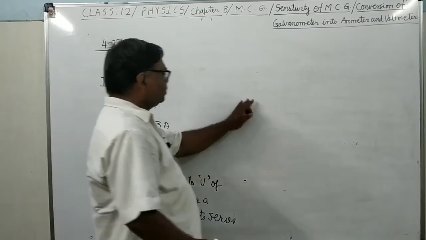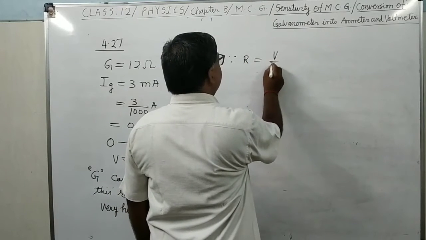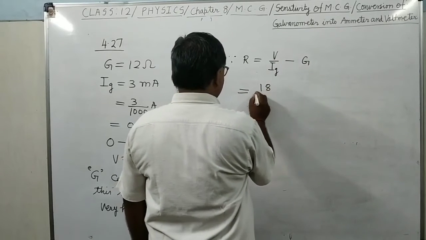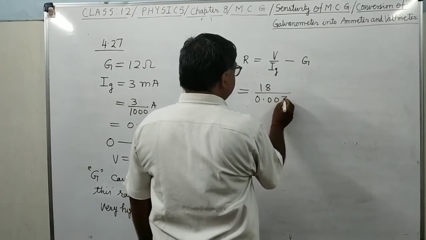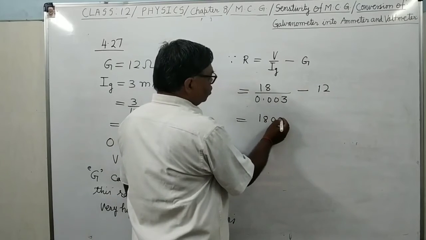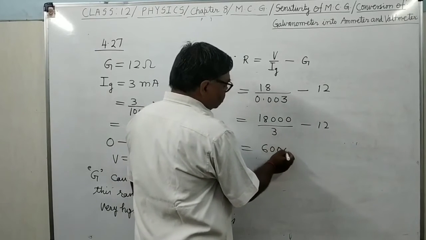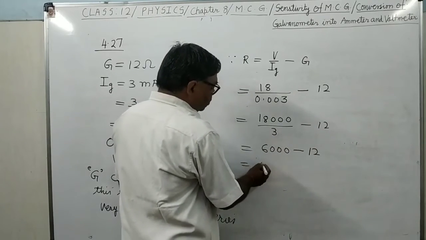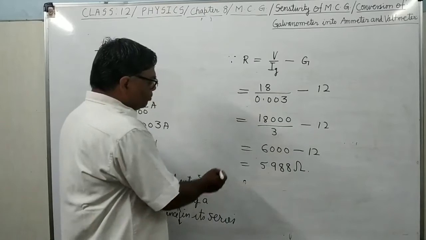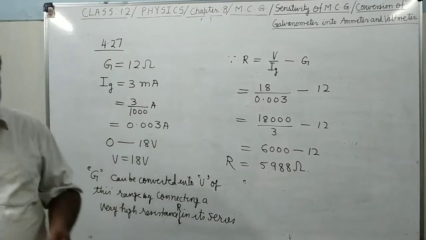So see here, since R equals V upon Ig minus G, you substitute what V is here, 18, Ig 0.003, minus G which is 12, you simplify. This is 18, 30, you increase upon 3 minus 12, that is equal to 6000 minus 12. So it is equal to 5988 ohm. It's clear. This will be the value of R.